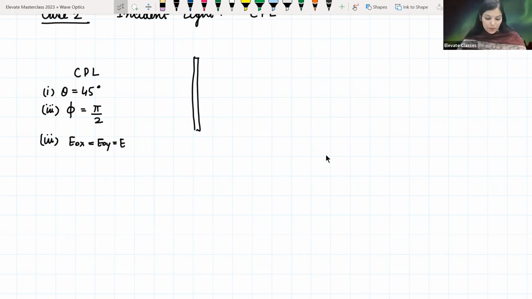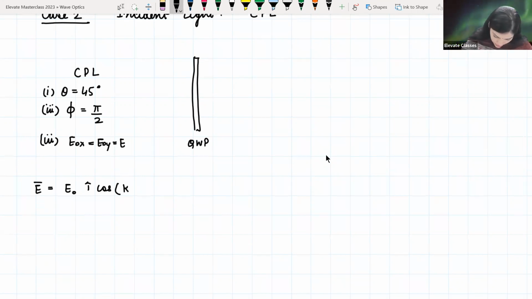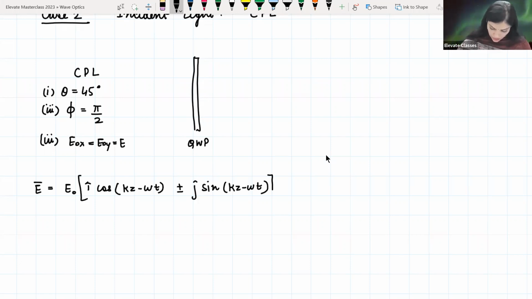So अब ये इस type का एक light quarter wave plate के ऊपर incident है. So what should I get on the output? So see now, if I write this, let us write the expression so that we can understand better. So this is cos(kz minus omega t) plus j, so this can be plus or minus depending on RCP or LCP, मैंने क्या choose किया है? So sin(kz minus omega t). So this is what is incident. Okay, this is what is incident on the quarter wave plate. So now quarter wave plate क्या करेगी?